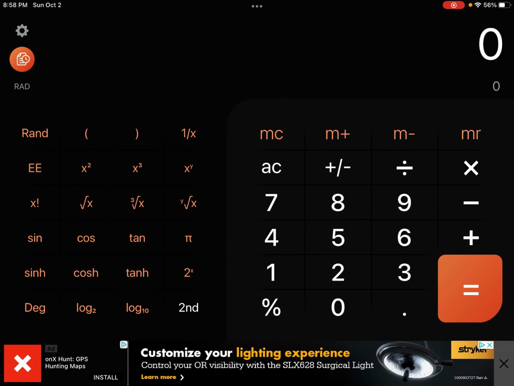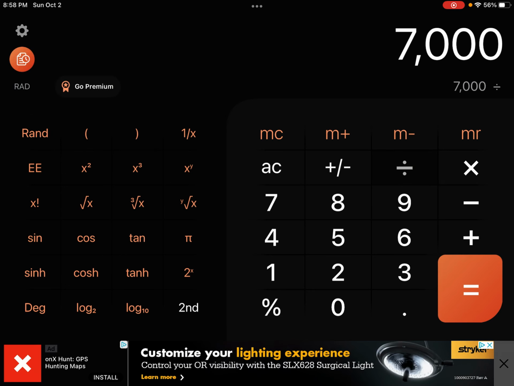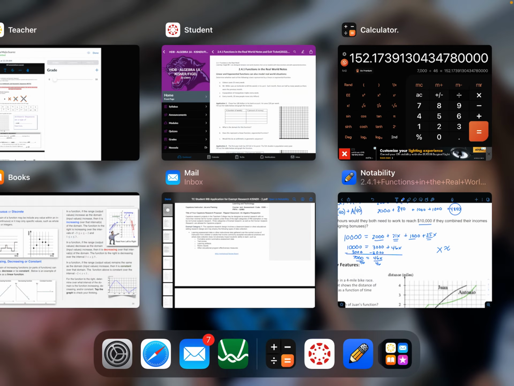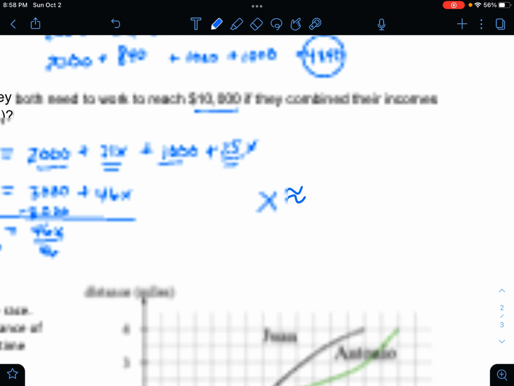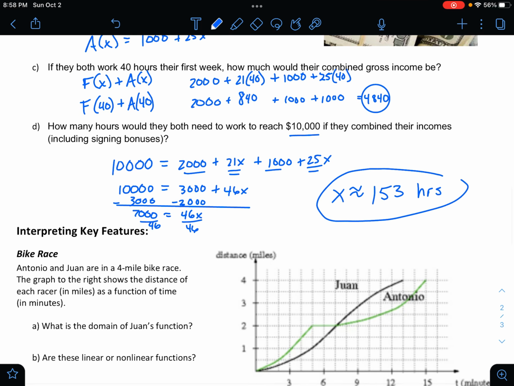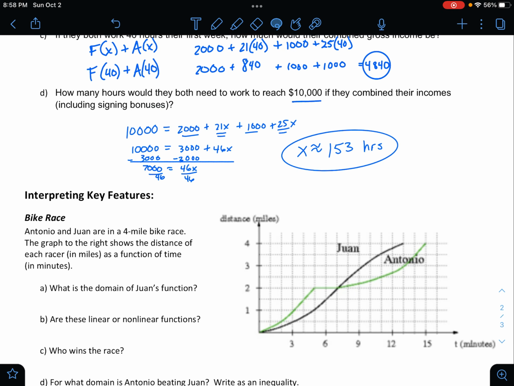All right. So 7,000 divided by 46, 152 hours. So about 152. We'll say that they actually have to work about 153 combined hours, right? So definitely more than 1 week, unless they're both working 76 and a half hours in that first week. Probably not likely unless they're lawyers. And then it's probably accurate.